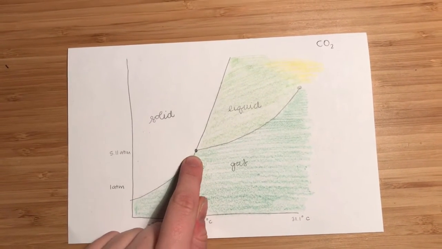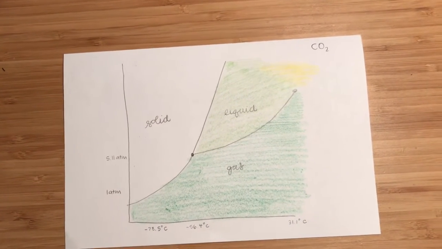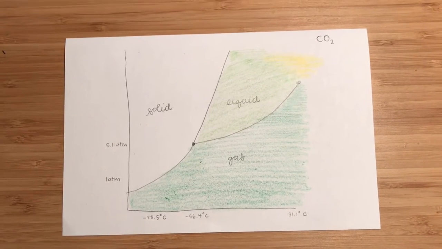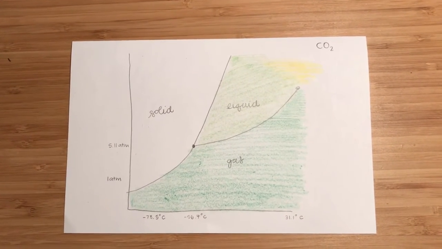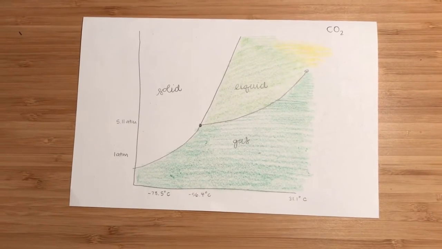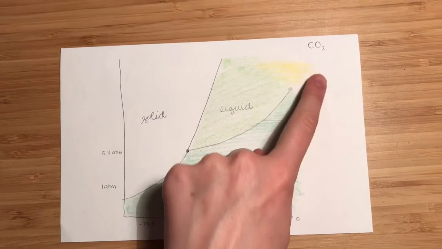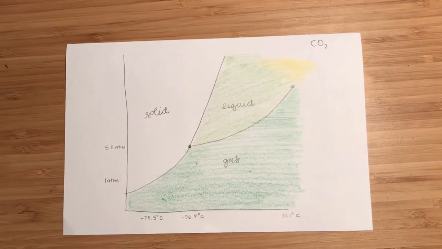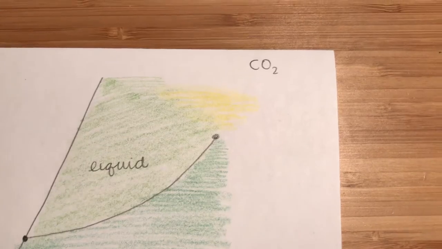This is called the triple point. It is the temperature and pressure at which all three phases can exist simultaneously when all the processes are in equilibrium. This is the critical point, and that is the temperature and pressure at which the liquid and gas phases become indistinguishable. Above the critical point is what we call a supercritical fluid, and that is this yellow area right here. It has properties of both a liquid and a gas.